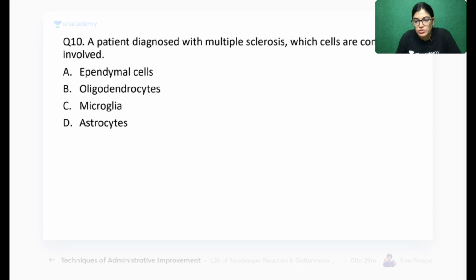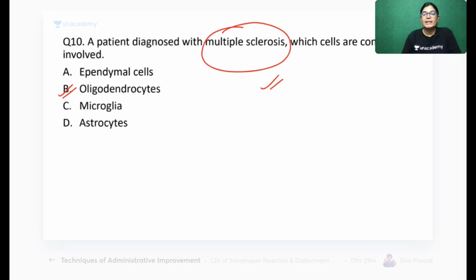Ependymal cells, oligodendrocytes. Yes, Shweta, absolutely right. Actually, there are two types of cells. One is Schwann cells, which provide the myelin sheath. So here, multiple sclerosis, we all know that it is a demyelinating disorder, most commonly a demyelinating disorder.